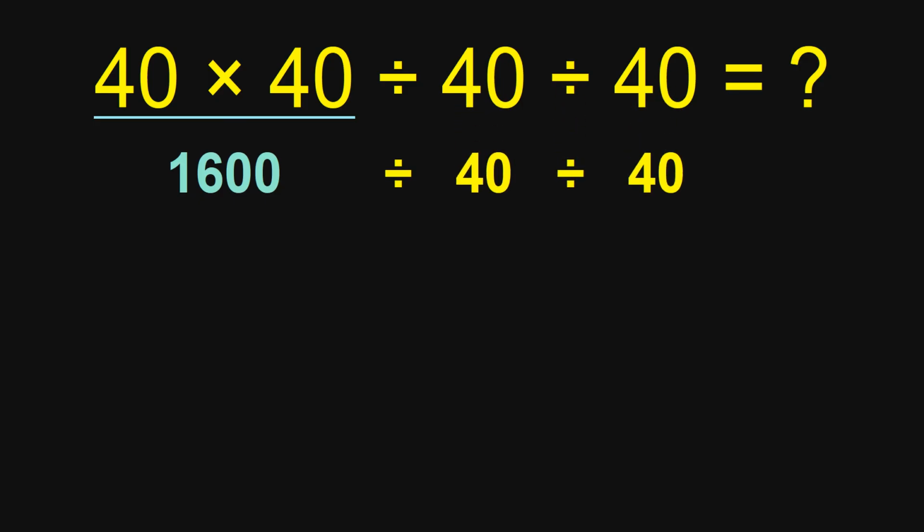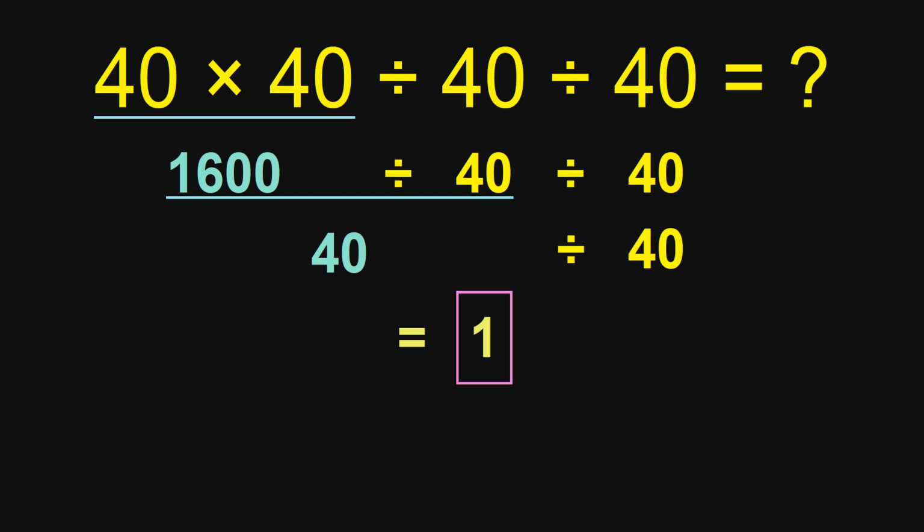So we have to work from left to right. 1,600 divided by 40, which equals 40, divided by 40, which equals 1. And this was our final answer for this problem.